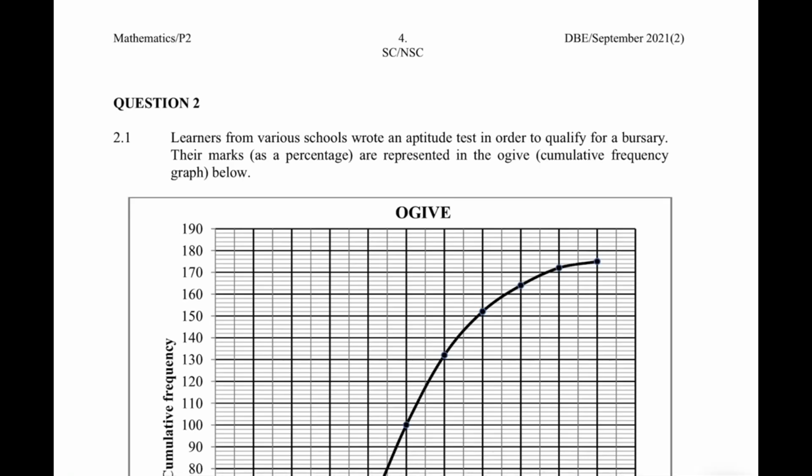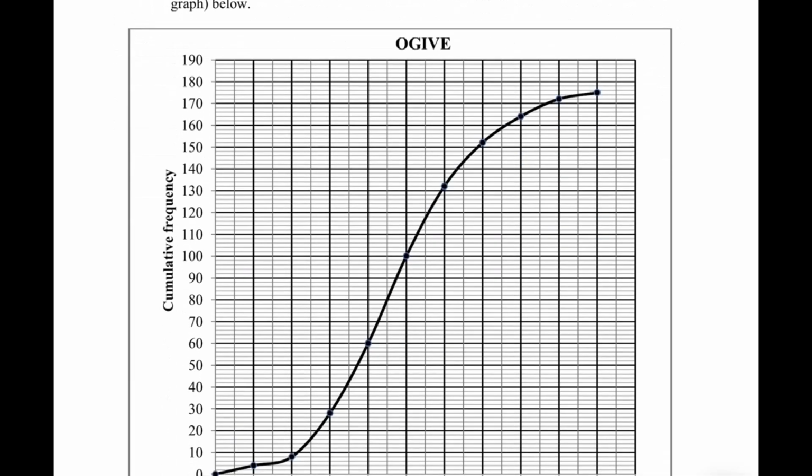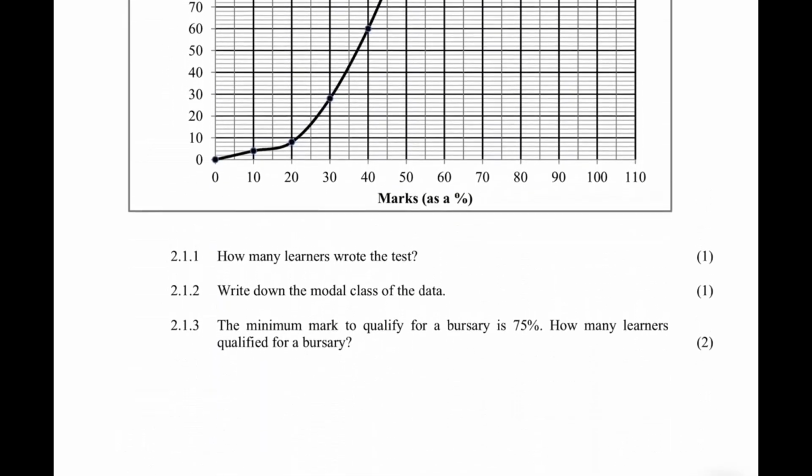Learners from various schools wrote an aptitude test in order to qualify for a bursary. Their marks as a percentage are represented in the Ogive cumulative frequency graph below. And then we're given our Ogive there with the cumulative frequency on the Y, and the marks on the X as a percentage.